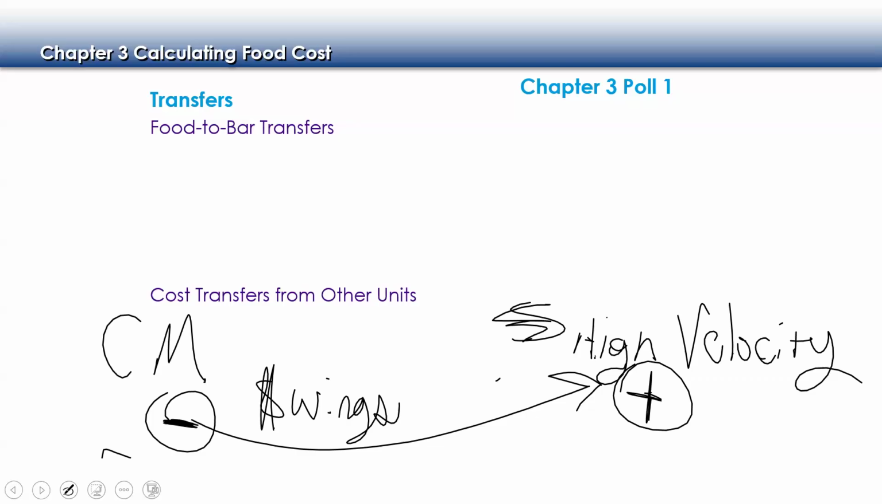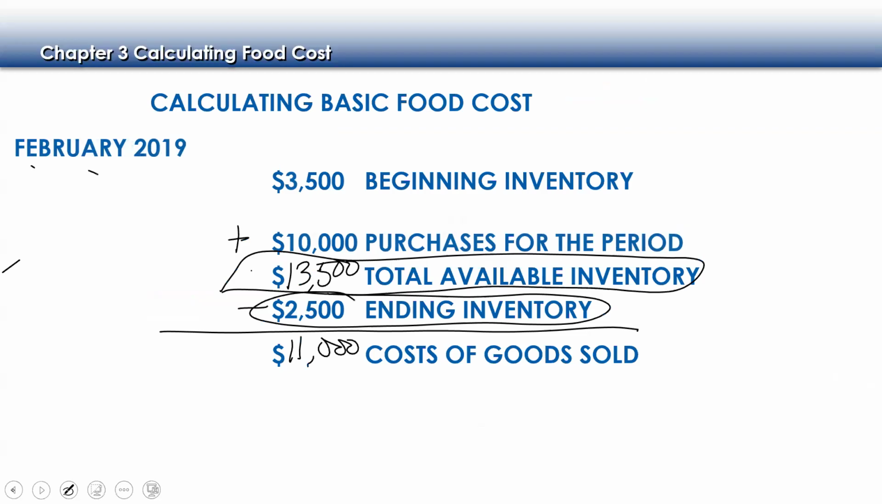Another thing happens with employee meals, things like that. If we pay for our employee meals, we should subtract them from our cost of goods sold. Did we sell those employee meals? No. So if we didn't sell the meals, we have to subtract that cost from here. That will give us a more accurate food cost percentage based on the food that we sold. Does that make sense?